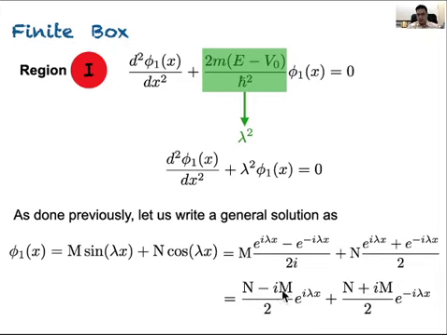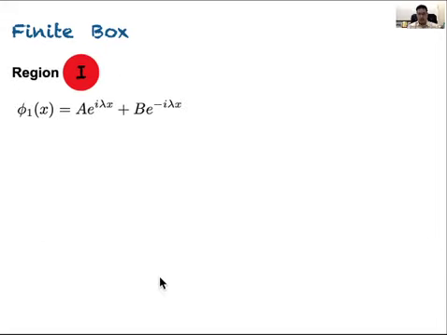Now we can call these n minus im divided by 2, because these two are constants, so we can rename them as new constants. So now we can call this a and this b. Thus phi 1 of x is recast in terms of exponentials as a times e to the power i lambda x plus b times e to the power minus i lambda x. Okay. Now in region 1, this is the one we have written in the last slide.